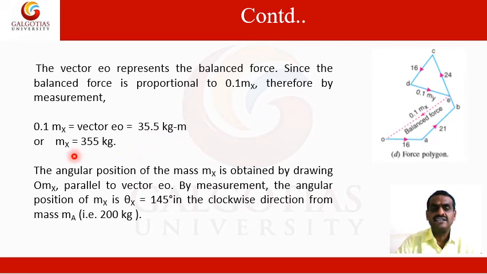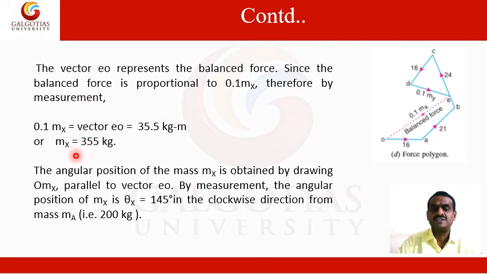And finally, we'll get this mx by using these relations. Mx equals 355 kilogram. The angular position of the mass mx is obtained by drawing OMX parallel to the vector EO. By measurement, the angular position of mx is theta x equal to 145 degrees in clockwise direction from mass A, that is 200 kilogram.